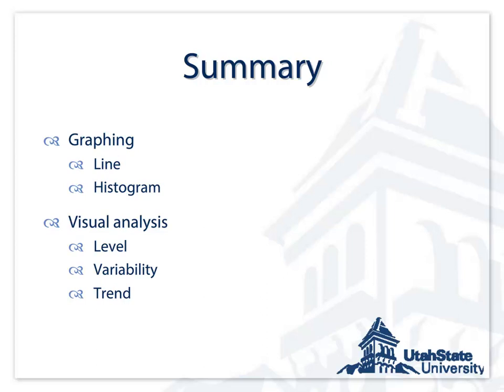In this module, we looked at developing two different types of graphs. The first of those graphs was the line graph, and the second type was the histogram. We then talked about visual analysis, where we discussed the three main components of a data series. Level is the mean or average of the whole data path. Variability is the degree to which the data deviate from the slope of the line, and the trend is the slope of the line. The trend can either be increasing or decreasing, and is usually described in terms of gradual or steep increases or decreases.